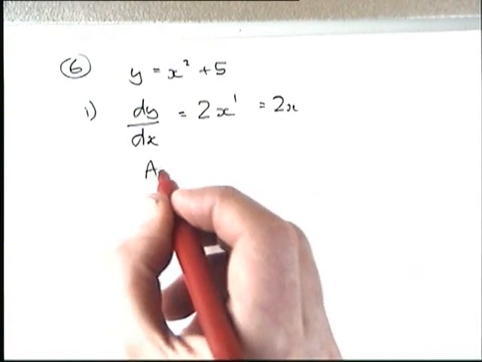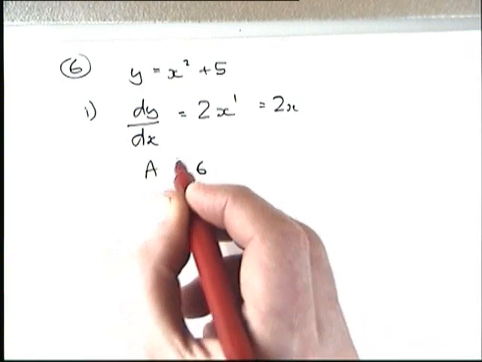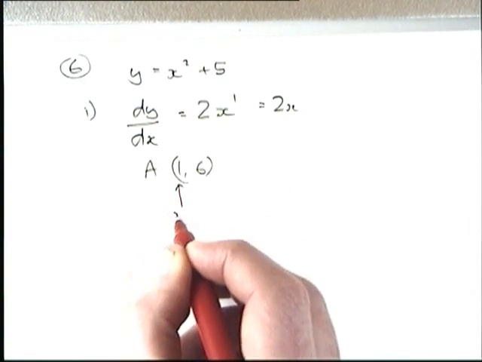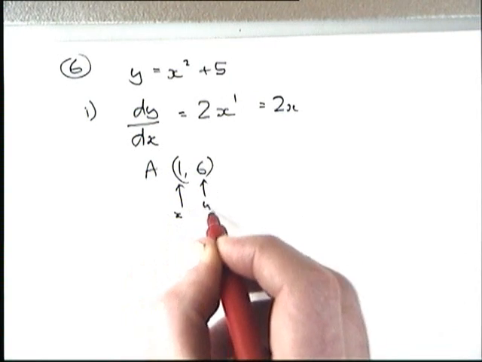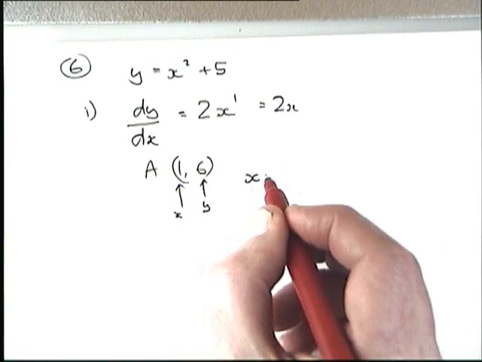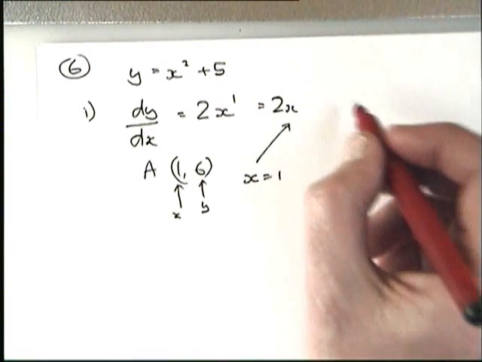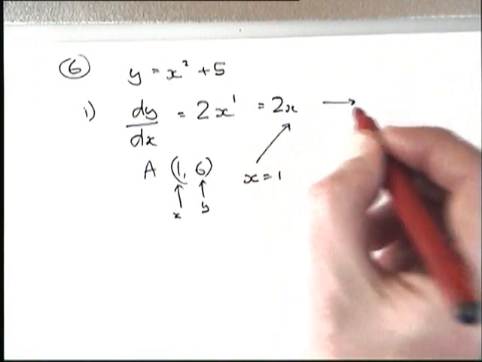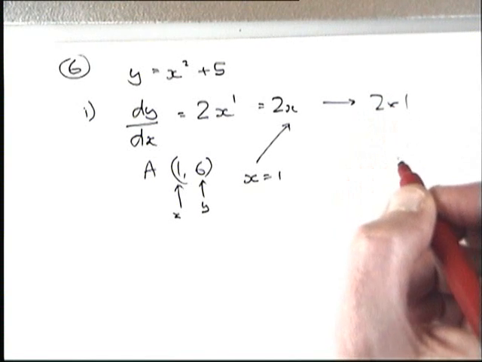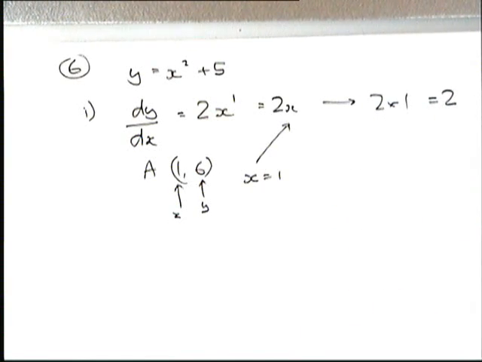And at the point A, which had the coordinate 1, 6, well, that 1 is an x number, the 6 is a y number, so we now know here that x is equal to 1. So we stick x is 1 in there, and instead of having 2 times by x, that will give us 2 times by 1, which is 2. So that is the gradient of the curve at the point A.